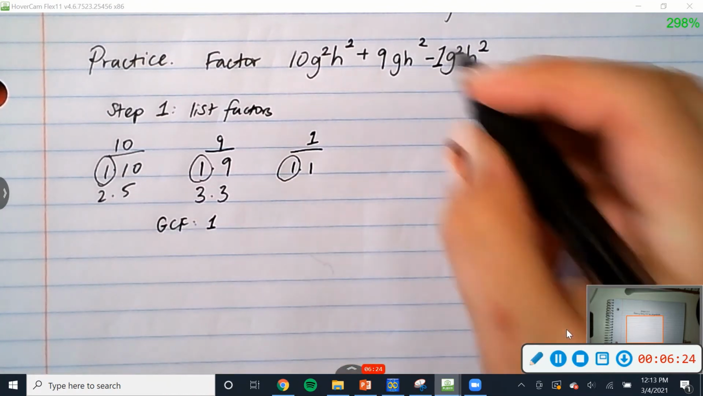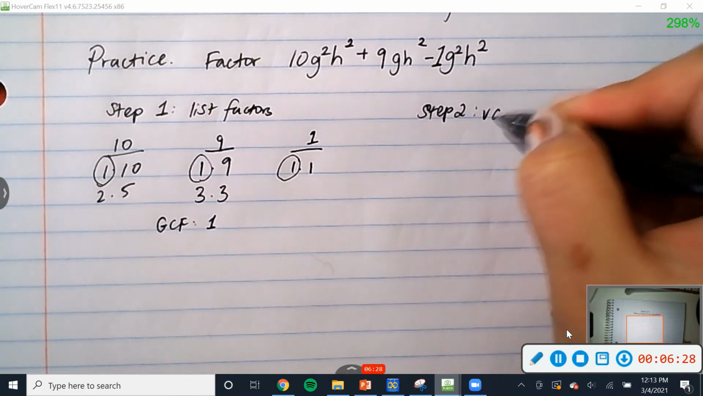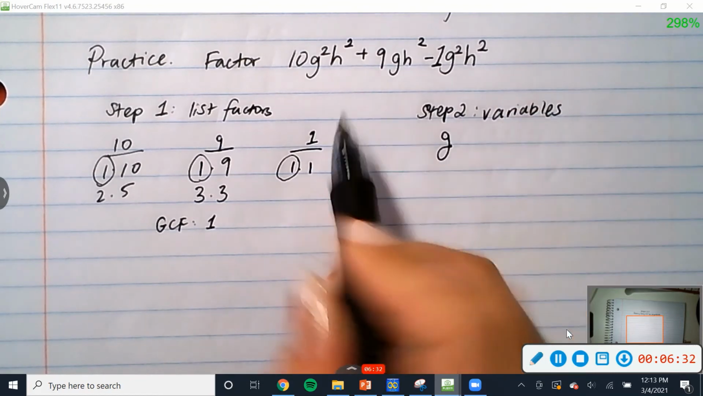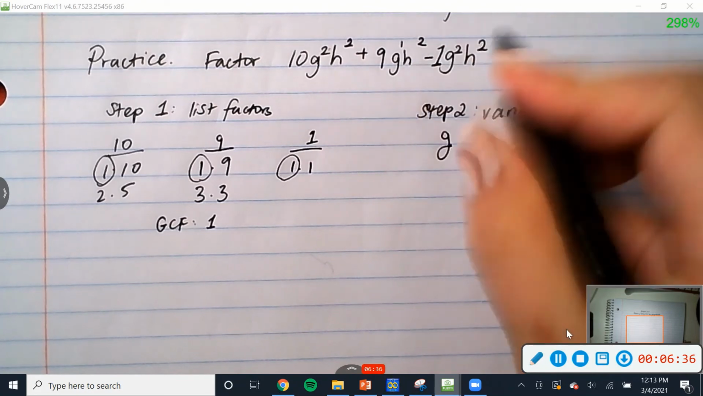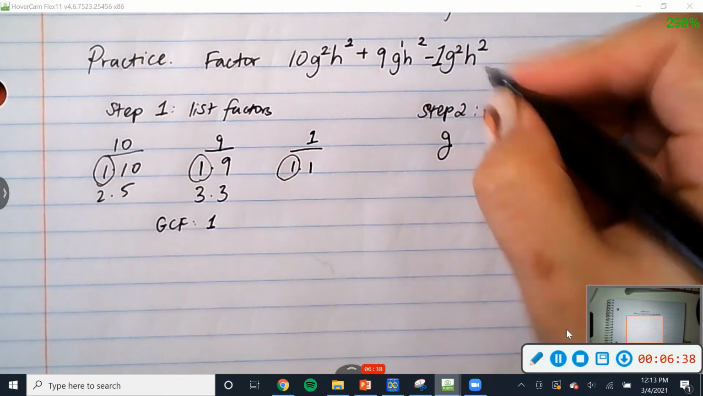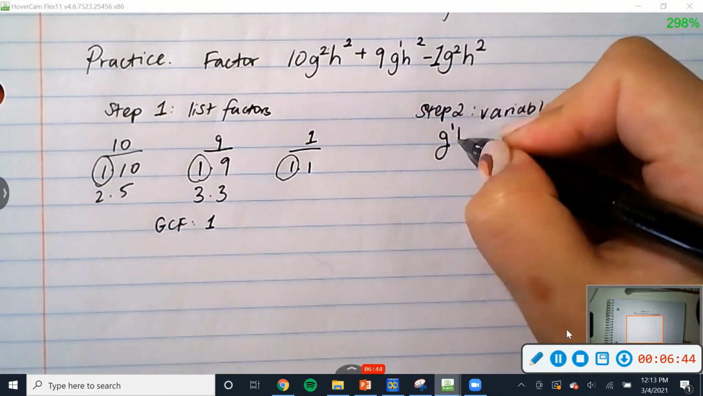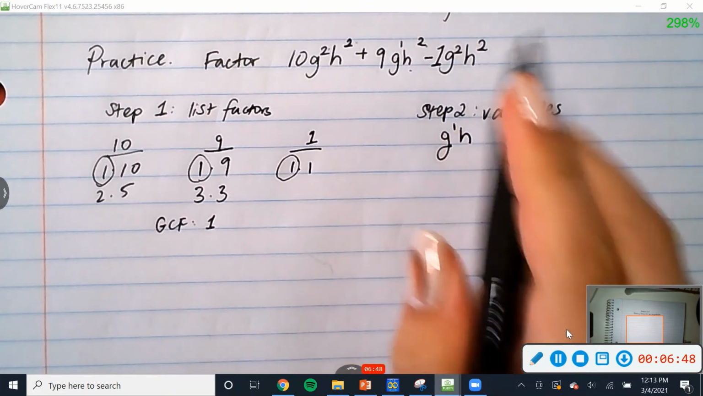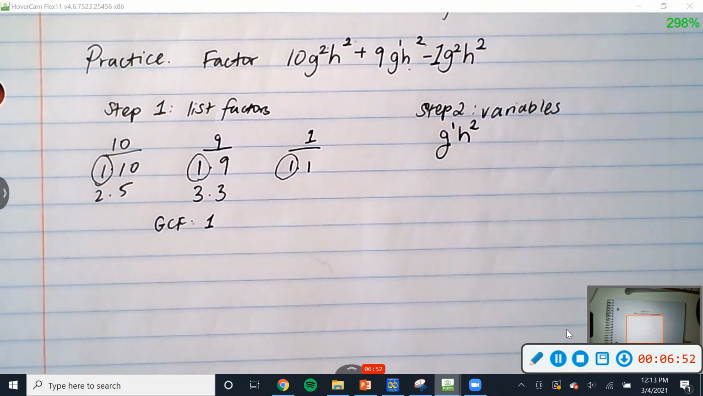Alright, now let's look at the variables. So step 2 is the variables. So let's look at G. I have G to the second, G to the first, and G to the second. So the greatest common is G to the first power. Now let's look at H. I have H to the second, H to the second, and H to the second power. So the greatest common factor is H to the second power.